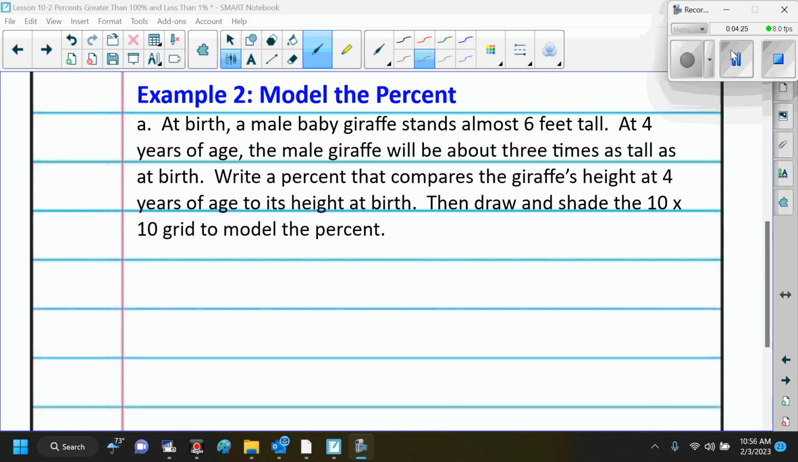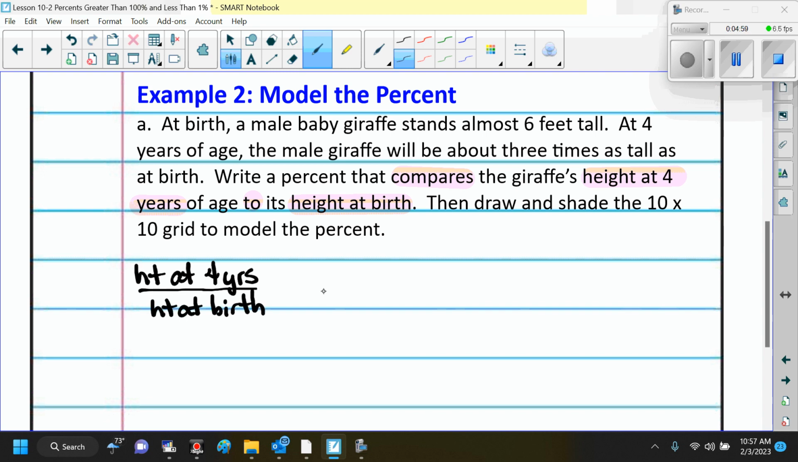Now, first thing I want to ask you is, what are we comparing? We're going to compare the giraffe's height at 4 years of age to its height at birth. Is everybody clear with that? So first thing I'm going to do is write down what I'm comparing. So this is height at 4 years, and we're comparing that to height at birth.